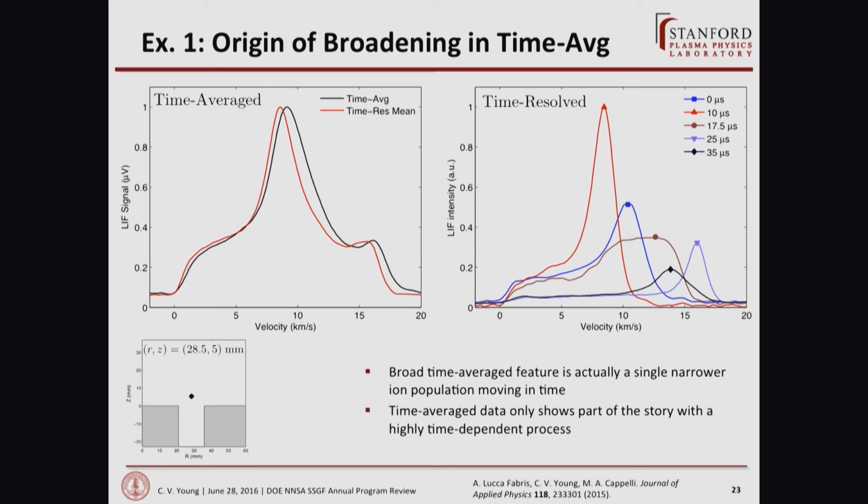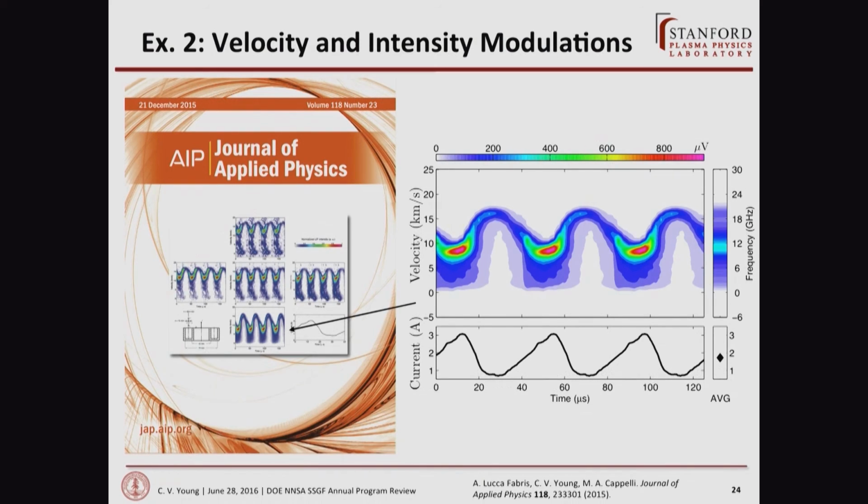So, in short, by having the time resolved, we can understand what's going on a lot better with these time average traces. And the time average only tells you part of the process. So we did this at a bunch of different points out in the plume of this thruster, and it was pretty cool. Journal of Applied Physics put our figure on the cover in December.